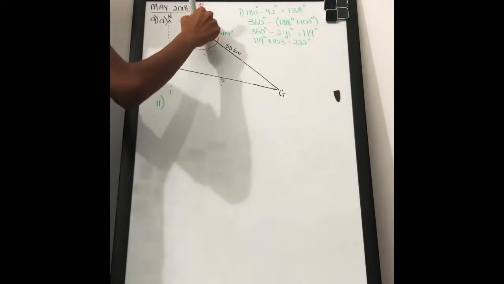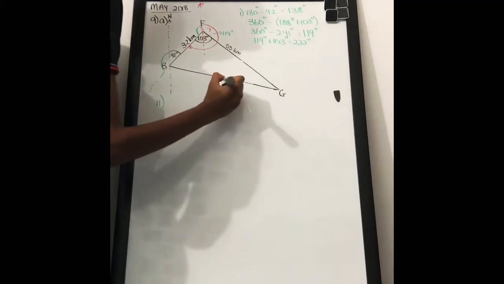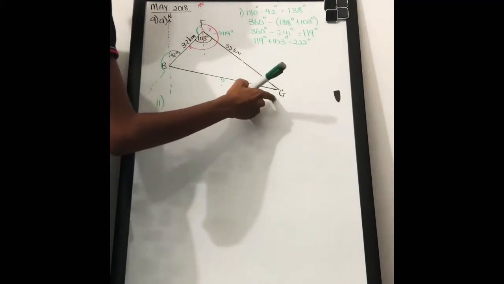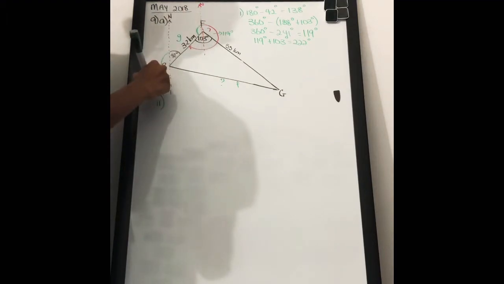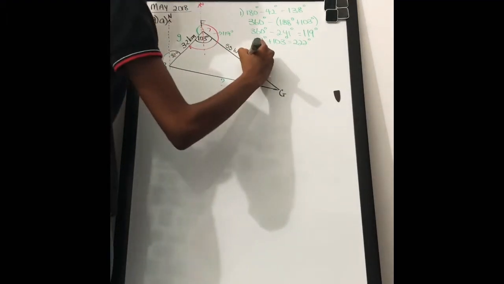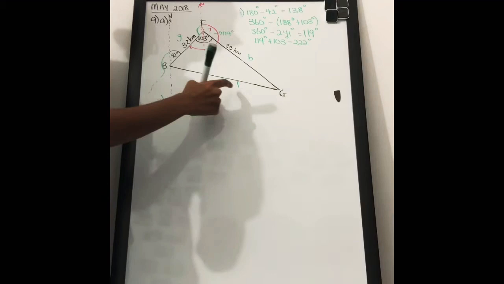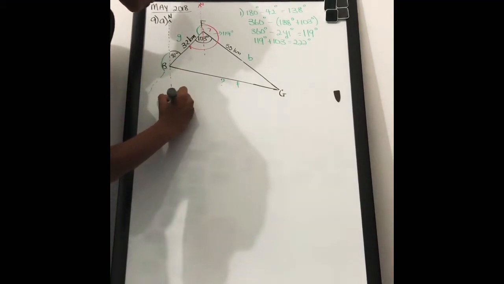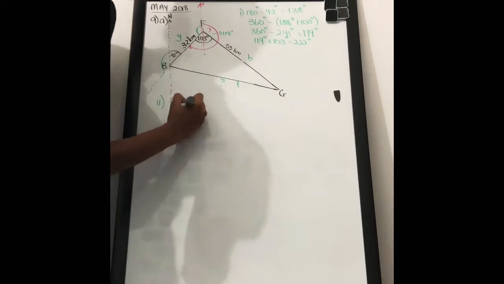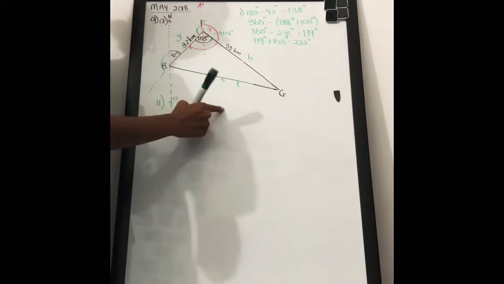Now if the angle here is capital F, then the side opposite would be small f. If here is capital G, then the side opposite would be small g. If here is the angle B, then the side opposite would be small b. Now we want to find f, so f would be the subject of this formula. So using the cosine rule, we have that f squared is equal to the two sides squared.